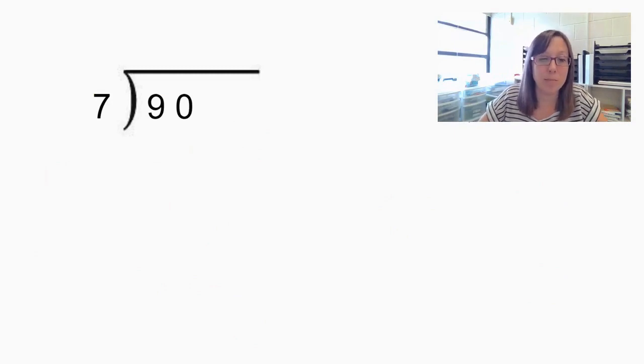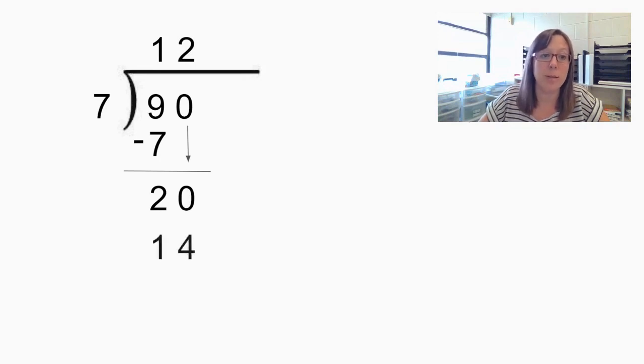90 divided by 7. First, I need to look at my tens. 9 tens divided by 7 would be 1. 1 times 7 is 7. And I subtract, find out how many tens I have left, and bring down my 0. Now I have 20 ones. 2 tens left over would be 20 ones. 20 divided by 7 would be 2. I can make 2 groups of 7 with 20, which would be 14, and there would be 6 left over.